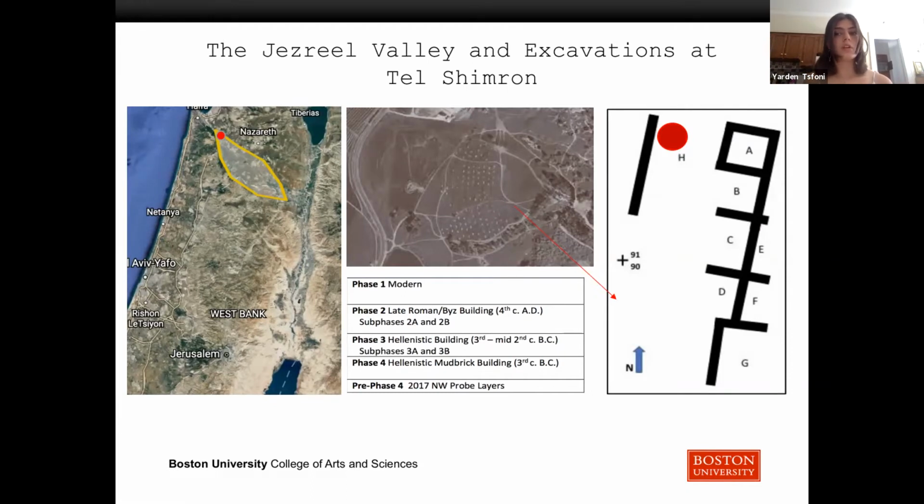Tel Shimron itself was occupied for nearly 5,000 years from the early Bronze Age up through the Mamluk period. And then today we will be specifically discussing a part of the site known as Grid 9490 and Grid 9491, and I have the map of the site up there.